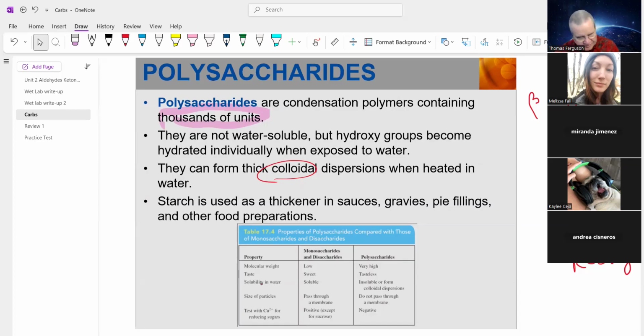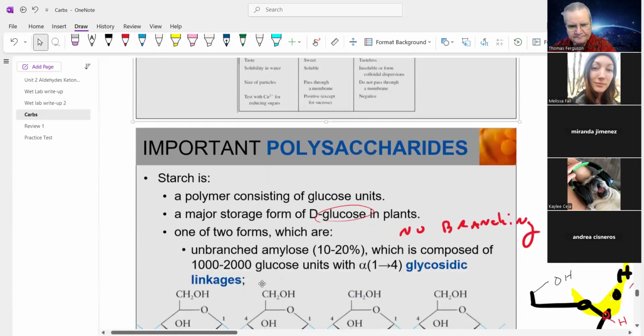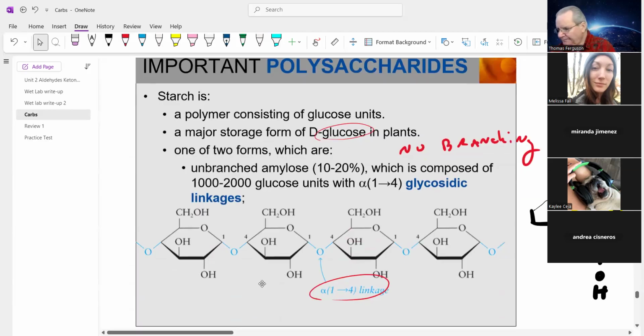Starch. Everyone's heard of starch. What it is, it's a series of glucoses all linked together. And people use it to form thickened solutions. That happens because the OH groups, hydroxyl groups, can form a hydration with water, and that thickens them up. Okay, all right. So it's a biopolymer consisting of glucose units with an alpha 1,4 linkage.